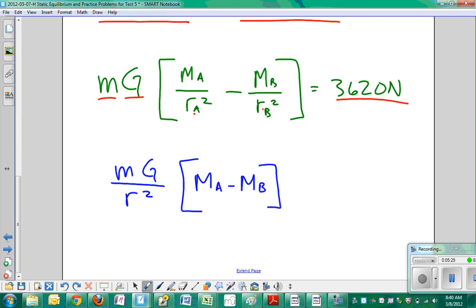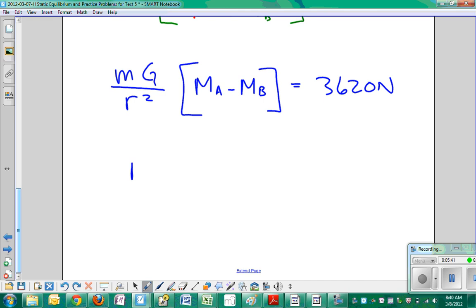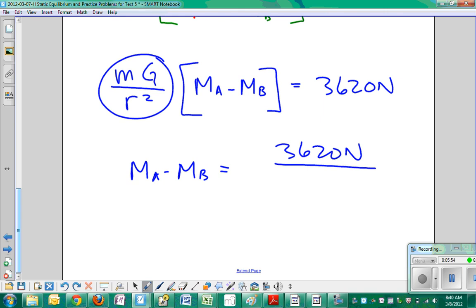Hey, wait a minute. That's kind of cool, because what are we looking for? Take a look at the problem. We're looking for ma minus mb. Look how easy this is now. So ma minus mb is equal to 3620 newtons over this expression right here. So I'm just going to multiply each side, so we get r squared on the top, right? Over mg.